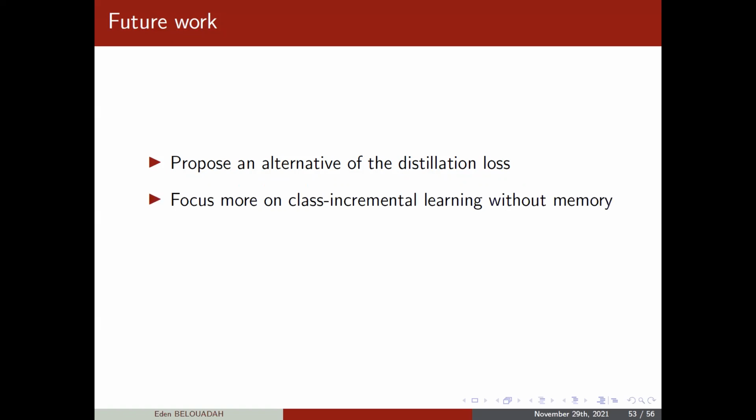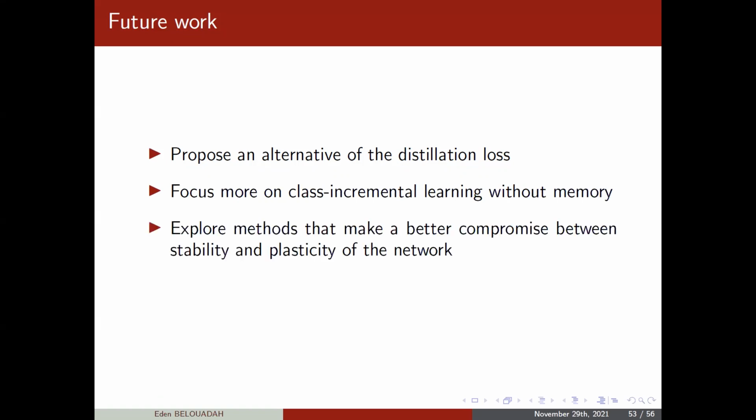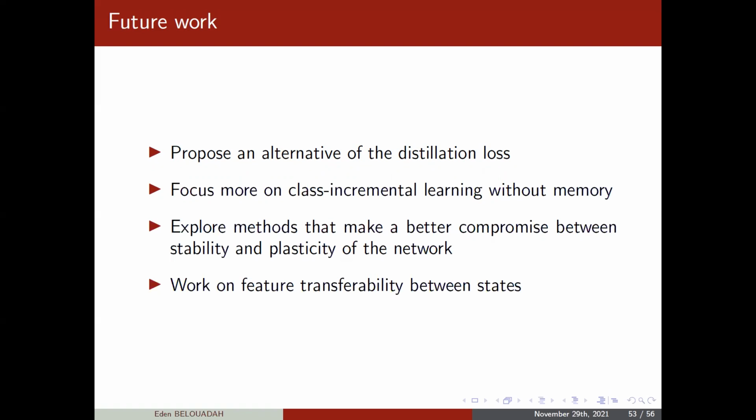The second point is that it will be better to focus on class incremental learning without memory, because it is true that it's more difficult to tackle, but it is the most useful in real life applications. Also, more methods that better tackle catastrophic forgetting by doing the best compromise between stability and plasticity of the network are needed. And instead of just focusing on the classification layer, it would be interesting to tackle catastrophic forgetting in the earlier layers of the neural network.